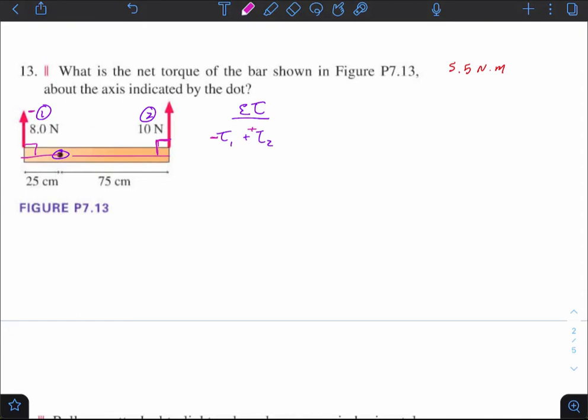So then negative RF is negative 0.25 for the radial arm, the force is 8. And then for the second one, 0.75 times 10. So negative 2 plus 7.5 is going to give us positive 5.5 Newton meters. And yeah, that checks out with what I wrote from the key. And I am going to write net torque in there.